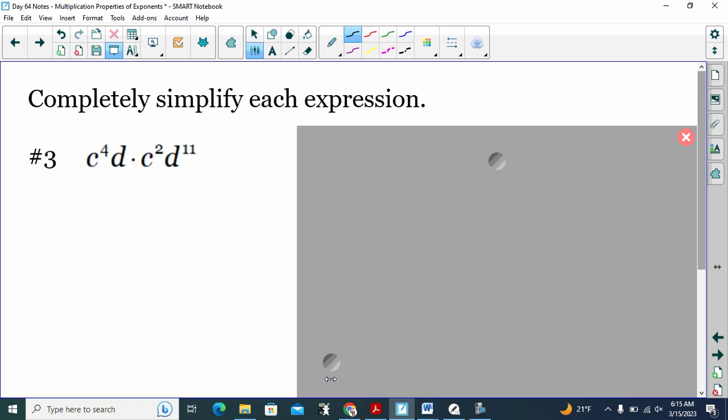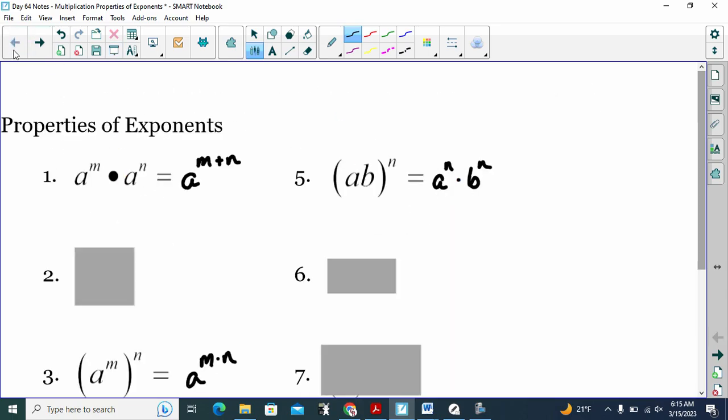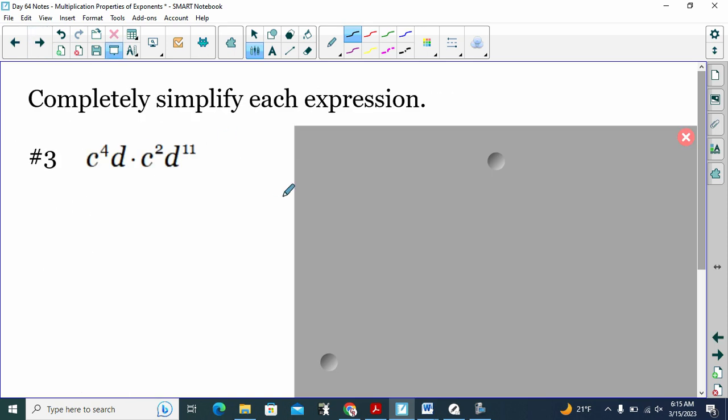Same directions. Number 3 says c to the 4th d times c squared d to the 11th. Remember, in order to add up the exponents, we said we have to have the same base. A and A need to be the same. So when I'm doing this one, I'm doing c to the 4th times c to the 2nd. I add the exponents when I multiply. 4 plus 2 is 6. C is to the 6th.